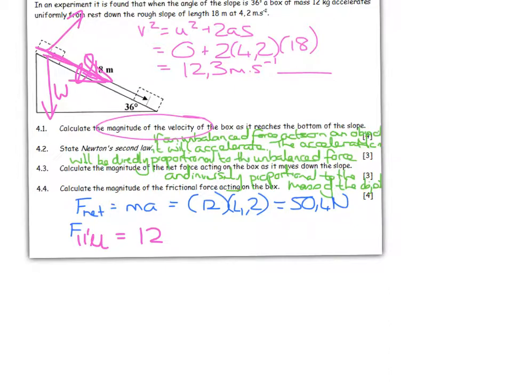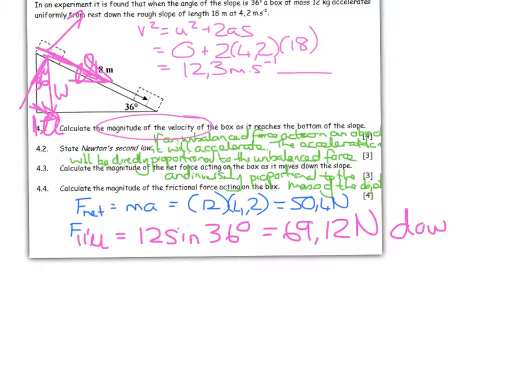I've got another... There's my 36 degrees inside there. That's my parallel component. It's opposite. So the parallel component is opposite to the 36. So I'm going to use sine. So it's sine 36 degrees is equal to 69,12 newtons down the slope.